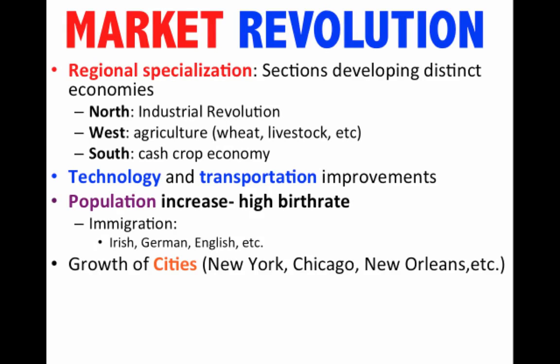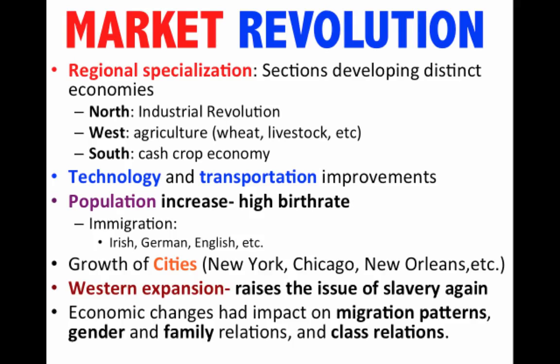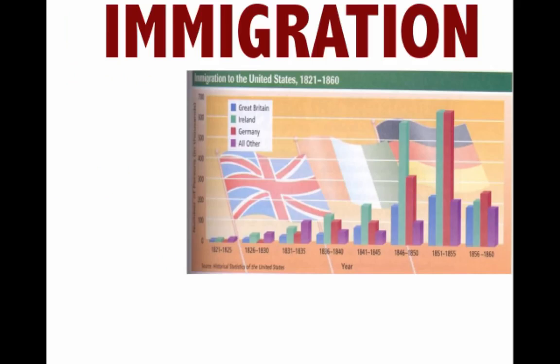You're going to see the growth of cities like New York and Chicago and New Orleans are going to dramatically increase their population, and with this also comes Western expansion. And Western expansion is going to bring issues into the nation, especially political issues such as slavery. And then finally, economic changes had impact on migration patterns, where people went and why they went there, gender and family relations, and class relations within the country. You have a growing gap between the wealthy and the not so wealthy.